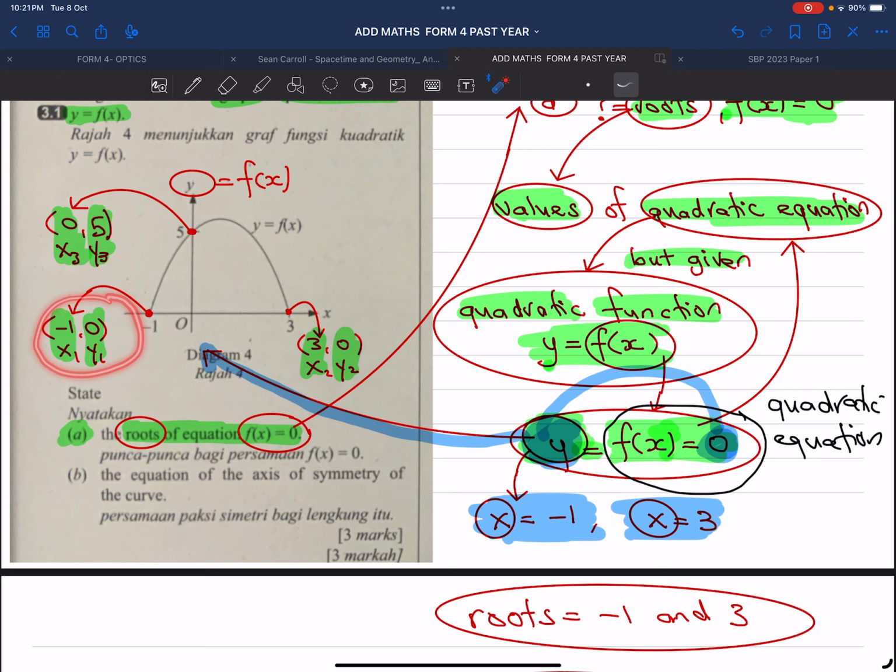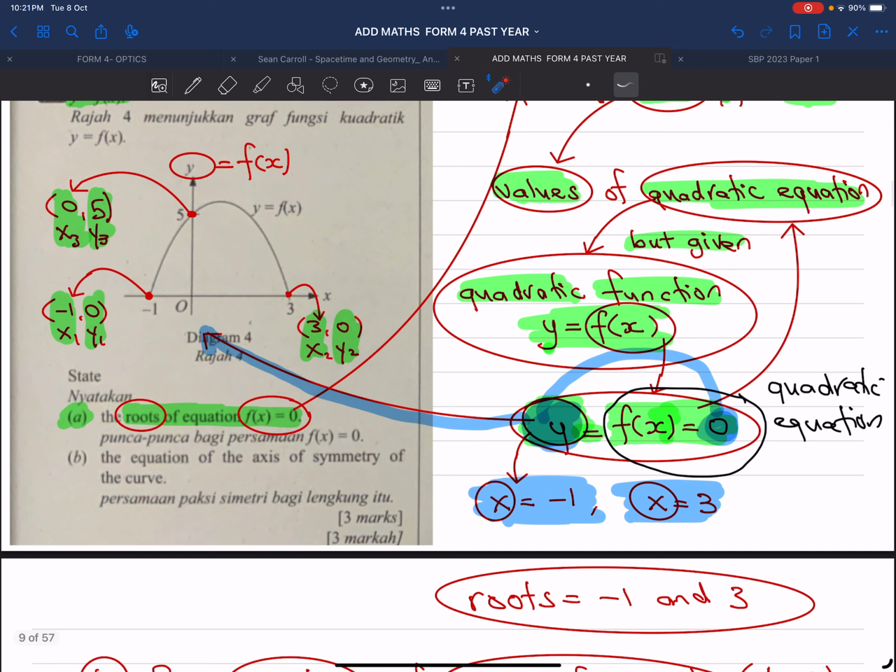So our answer, remember, the values of x, -1 and 3 are the roots. So we got our roots -1 and 3. That is the first part, our answer.